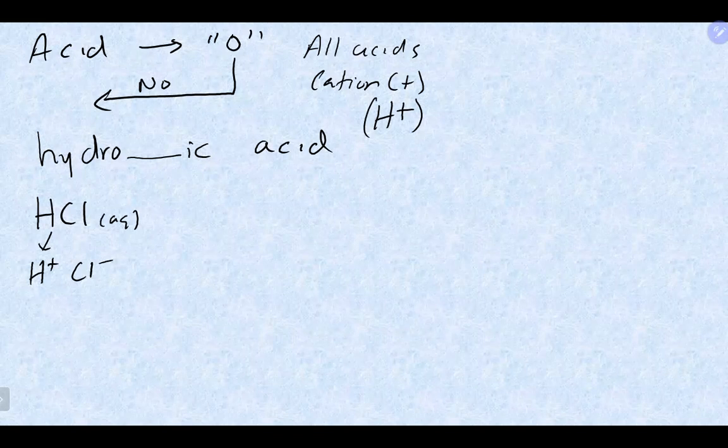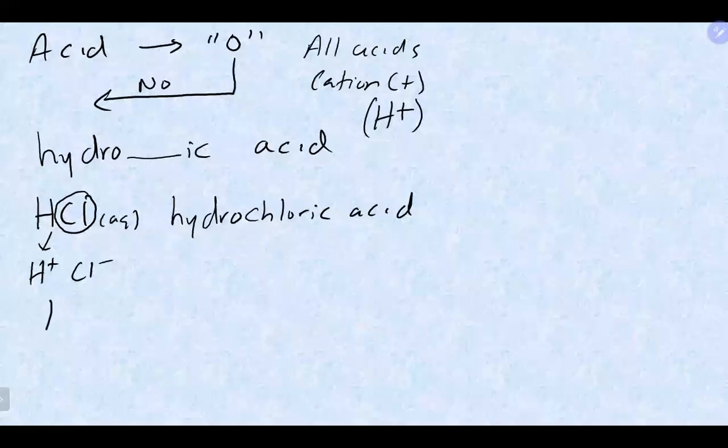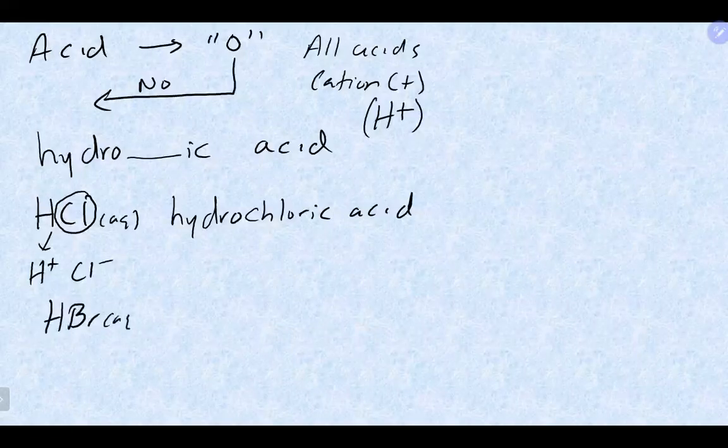No oxygen here, so this would be hydro. The missing part is the negative guy, which is chloride, right? So this would be hydrochloric acid. HBr would be hydrobromic acid. So if your acid does not have oxygen, it will always start with hydro. It will end with ic. It will be acid at the end. The middle part is the negative guy. So whatever that negative guy is, what you would fill in there.